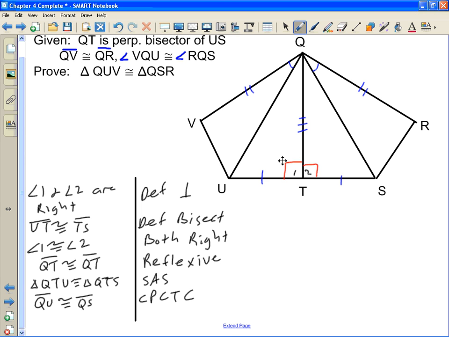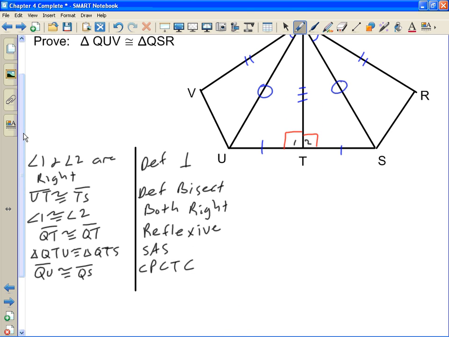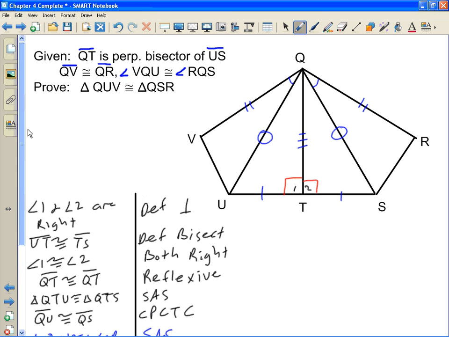Okay, so at this point I don't want to use any more dashes because I'm already up to 3. So I'm just going to use circles here. These are the same. Now I can see that I've got side angle side for my outside triangles, so I can say that they're congruent. So QUV is congruent to triangle QSR by side angle side. Okay, so that's using congruent triangles to get other congruent triangles.